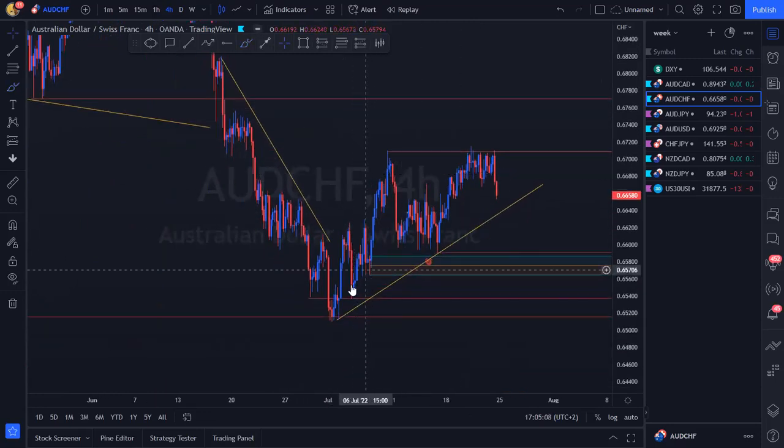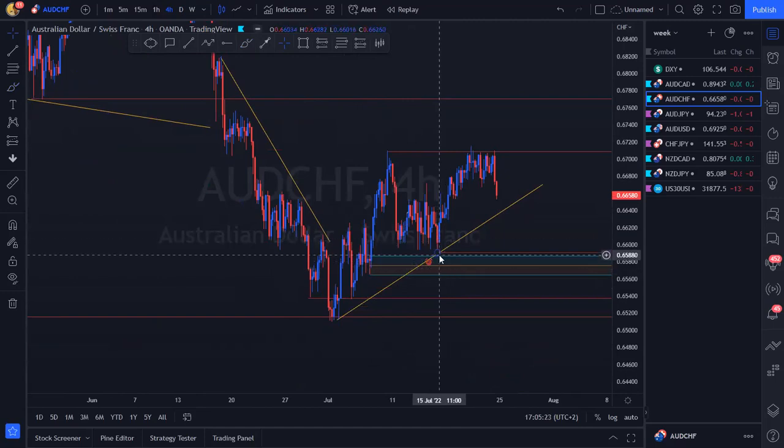So basically, if we just look at things, we have this inverse head and shoulders here where we're looking for bullish bias price action. Obviously, we did pin below these lows, below these equal lows, but we didn't tap into the POI that we were looking to buy from last week. So we didn't buy. Cool.